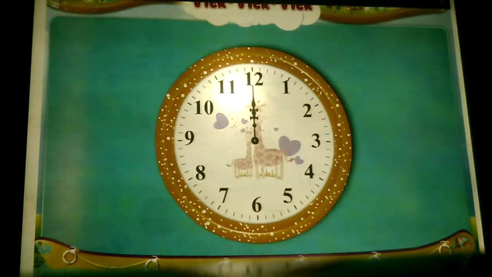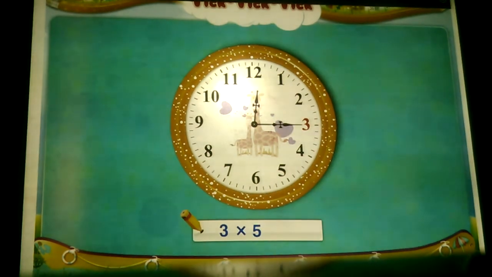Do you know how many lines are present between two adjacent numbers in a clock? Observe the clock and tell your answer. 5. In a clock between two adjacent numbers, there are 5 lines. If suppose the big hand turns from 12 to 3, so how many digits have been covered by the big hand? 3. What is the product of 3 and 5? 15. That was easy. So it's easy to find minutes covered, isn't it?